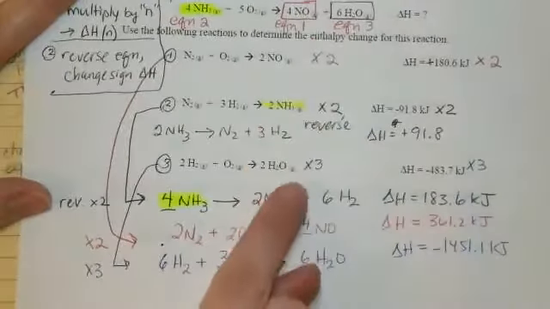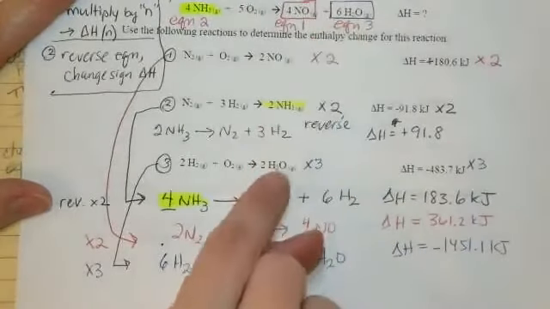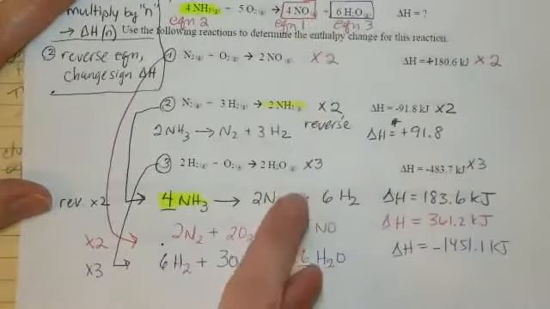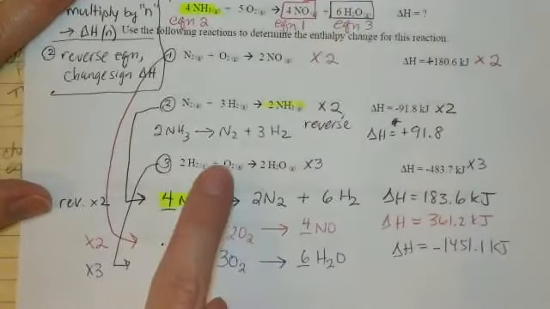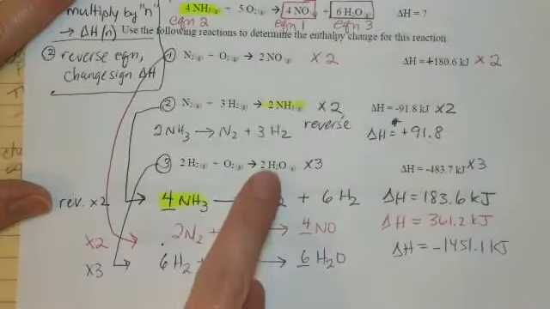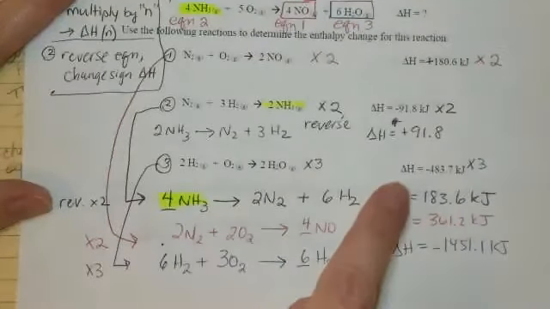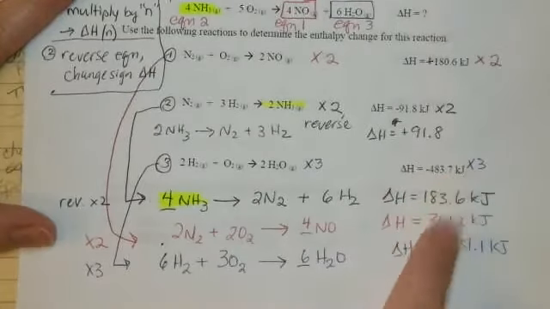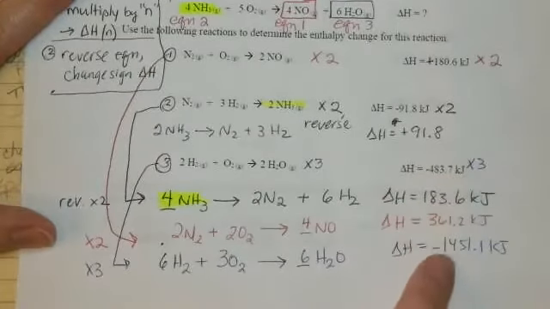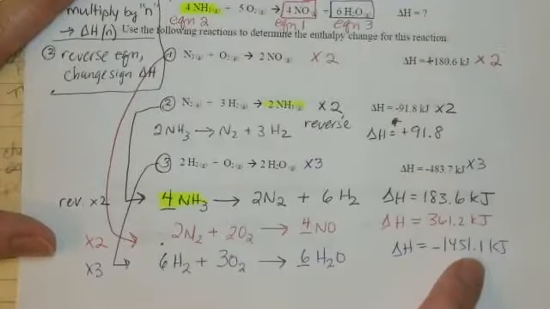The water came from equation 3. It was on the correct side, but instead of 2, I needed 6. So I had to multiply this by 3. So 2 hydrogens became 6, 1 oxygen became 3, 2 waters became 6, and I took that delta H of negative 483.7 and multiplied it by 3. That got me the negative 1451.1 kilojoules.